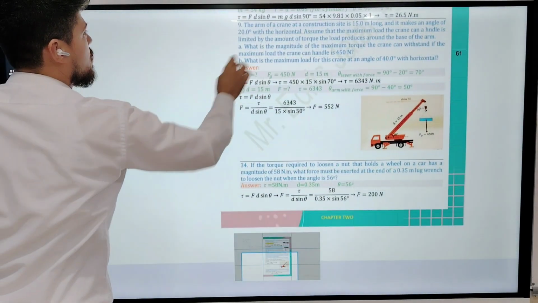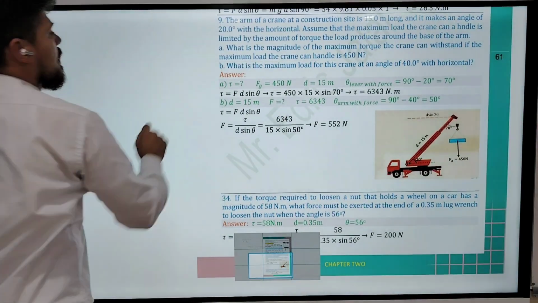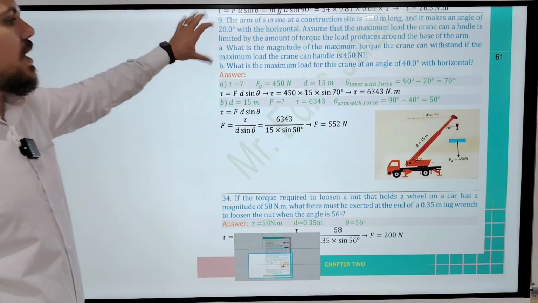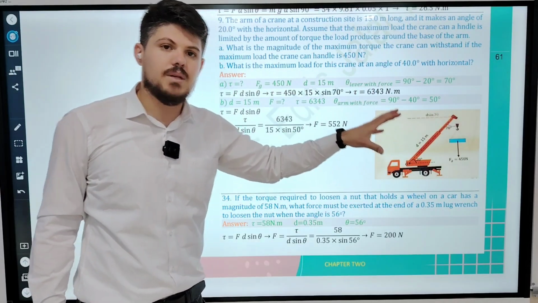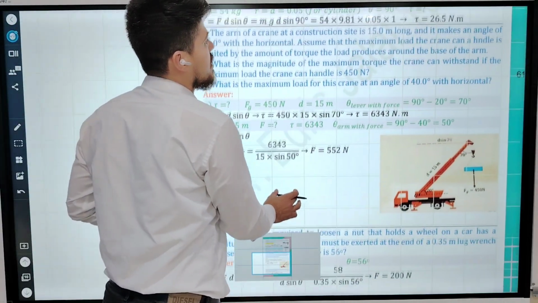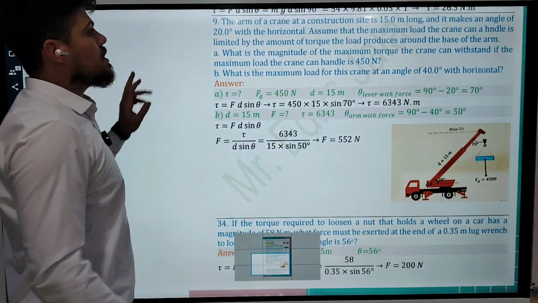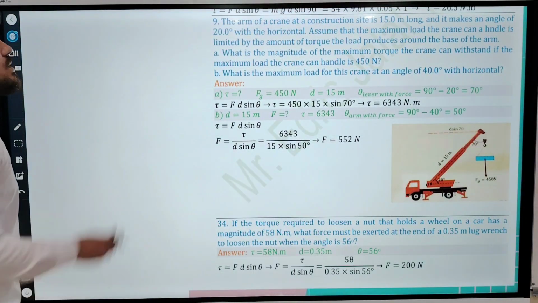Question number 9, a very good question, please be careful and listen carefully. It has been brought in the exam many times, so that is why you have to listen carefully, please. The question says, the arm of the crane at a construction site is 15 meters long.